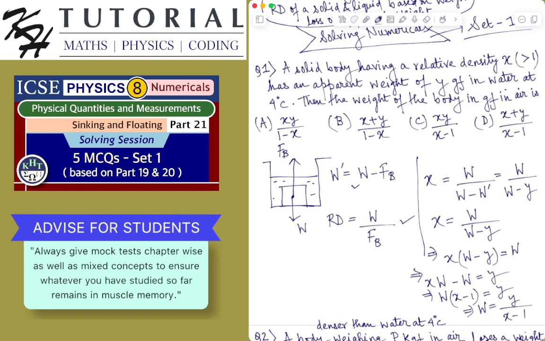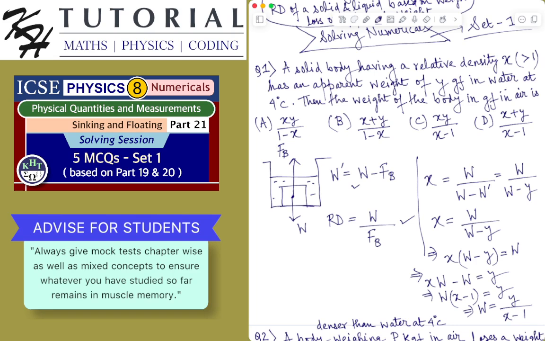Y by x minus 1. I think I have made some mistake in giving the choices. Choice C is xy divided by x minus 1. It should be y by x minus 1. Let me check if I made any kind of mistake or not.